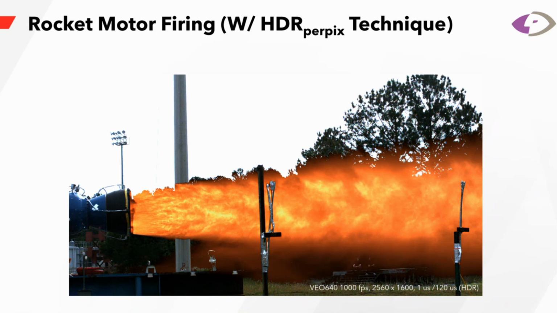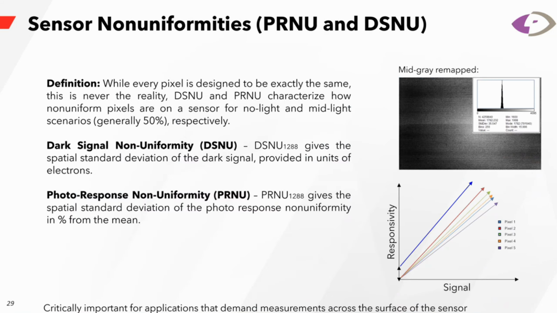Sensors also have non-uniformities across the surface. This is generally summed up as PRNU and DSNU. Photo response non-uniformity and dark signal non-uniformity. While we do intend to design every pixel exactly the same, this is never the reality. All right, so these two terms characterize how non-uniform pixels are at the low light level or no light level and in the mid light level. So generally 50% of the full well.